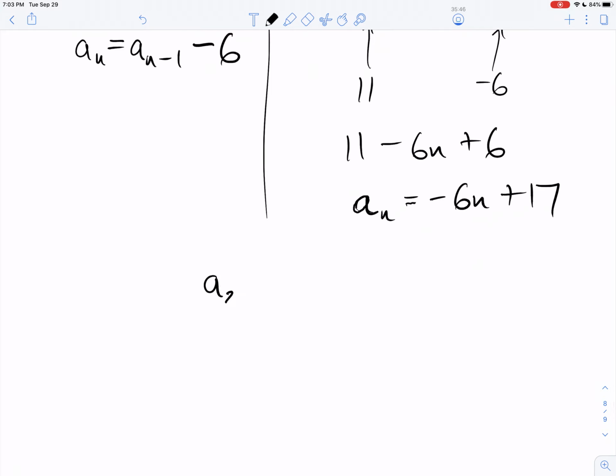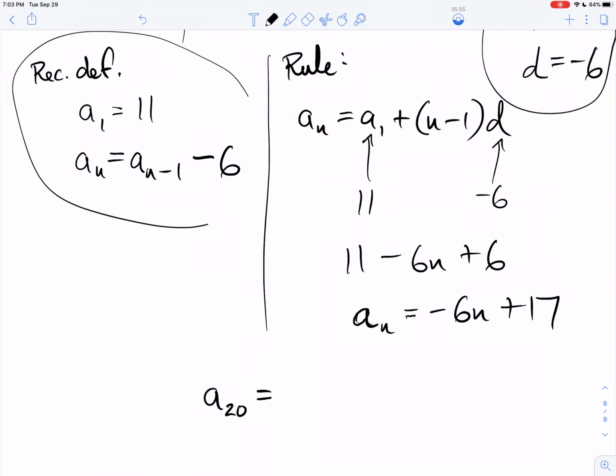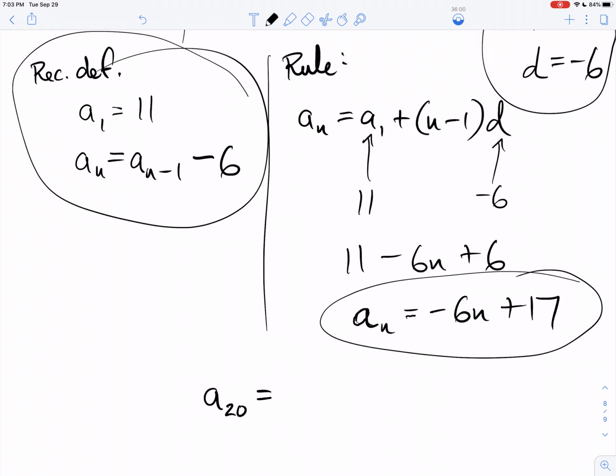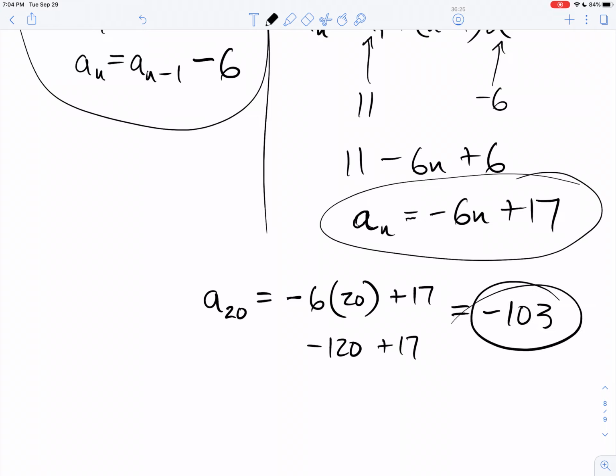I think I asked you for the 20th number in the list. On the practice, I'll say, hey, write me one of these, and then I pick some random weird number and I go find the 20th number in the list. So if I want to know that, what would I do? For this particular example, I would go negative 6 times 20 plus 17. And that gives me negative 120 plus 17, which is a grand total of negative 103. That's the 20th number in the list.